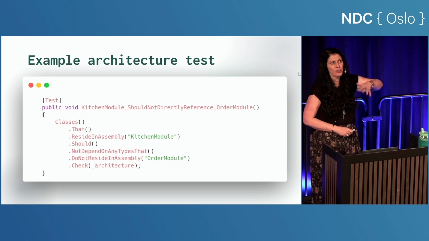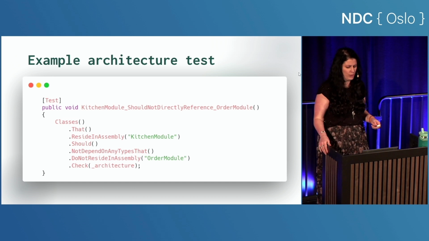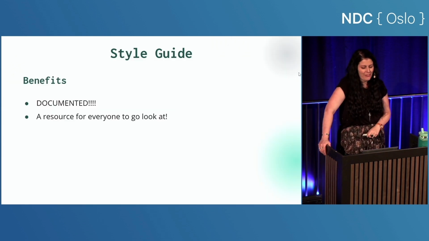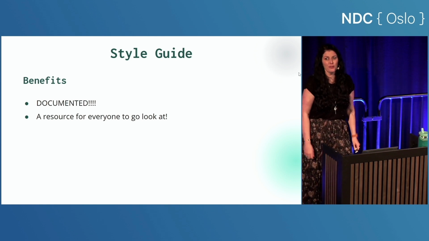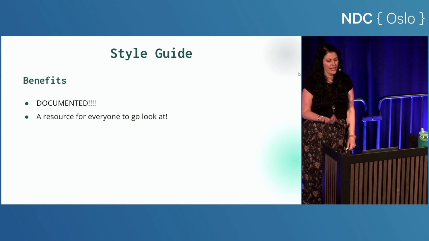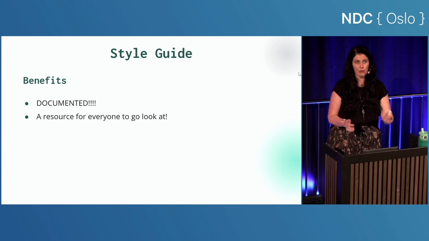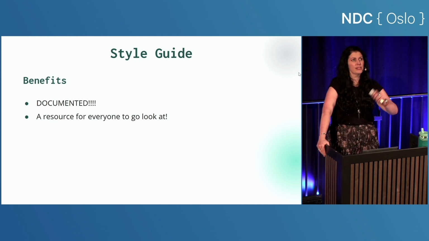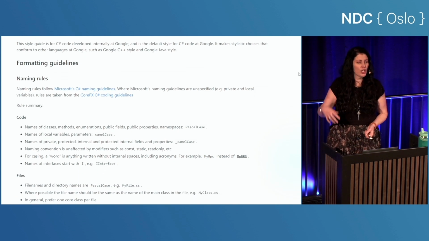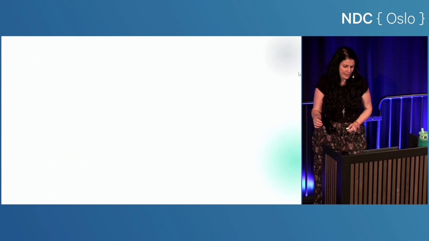So you can be very descriptive about what should and shouldn't be able to communicate with other things and what assemblies should be able to talk to each other. Then we have a style guide. Benefits: it's documented, yay! We love documentation for onboarding. When you get new people, they can read the documentation and go, oh, okay, I know what I'm supposed to do now. It is a resource. It's really great. Now, if you're unsure about starting your own, Google has their style guide publicly available, so you can go and take that and adapt it to your own needs.